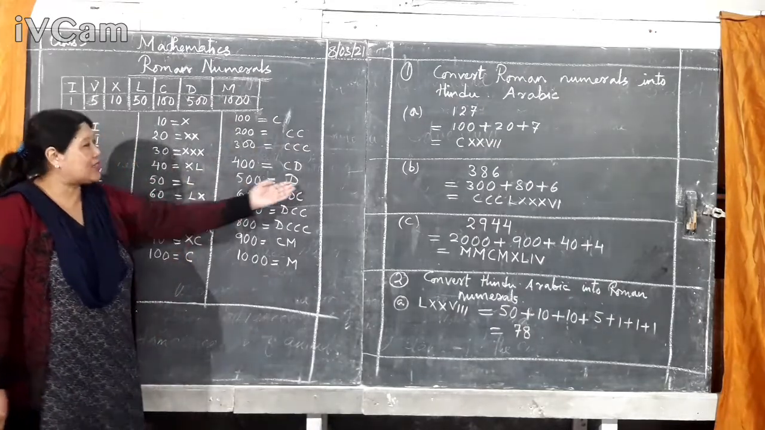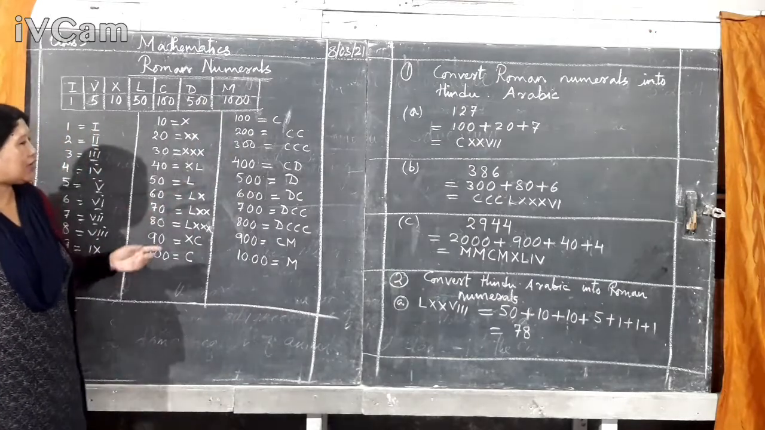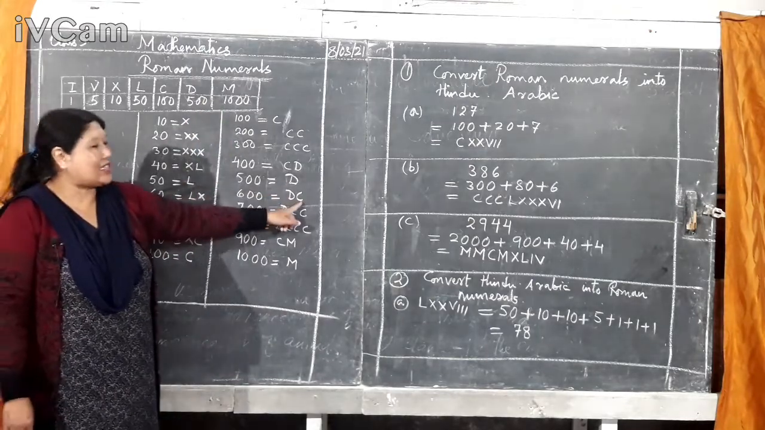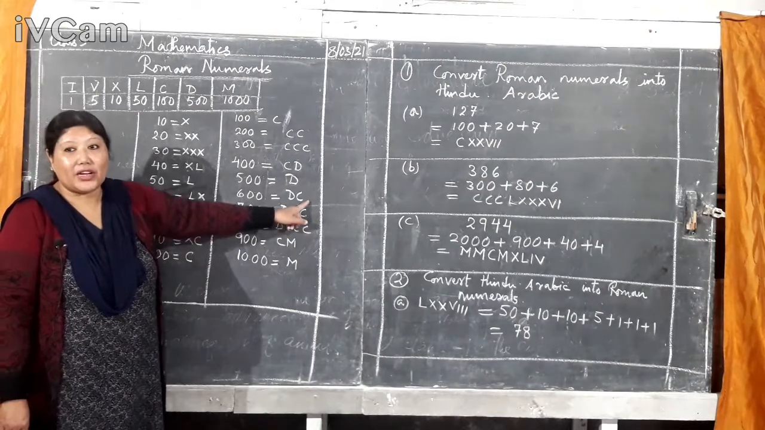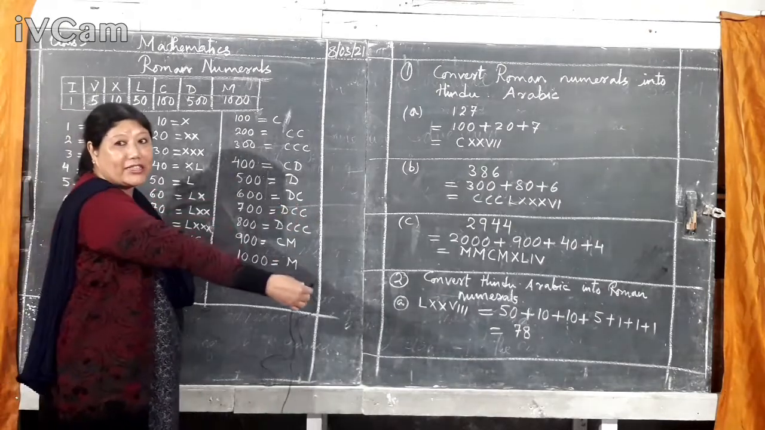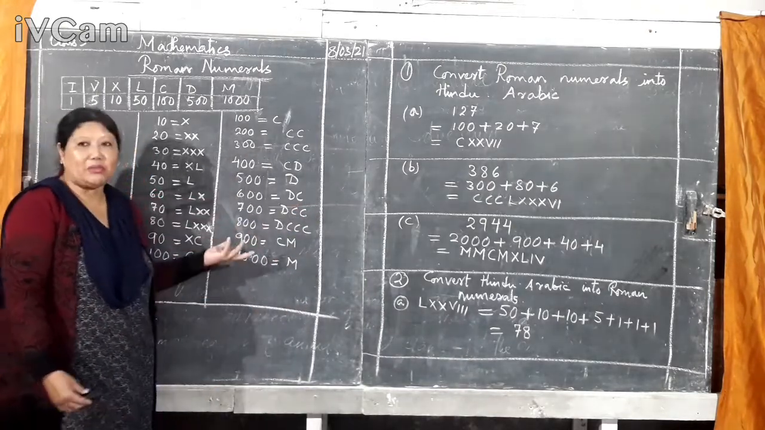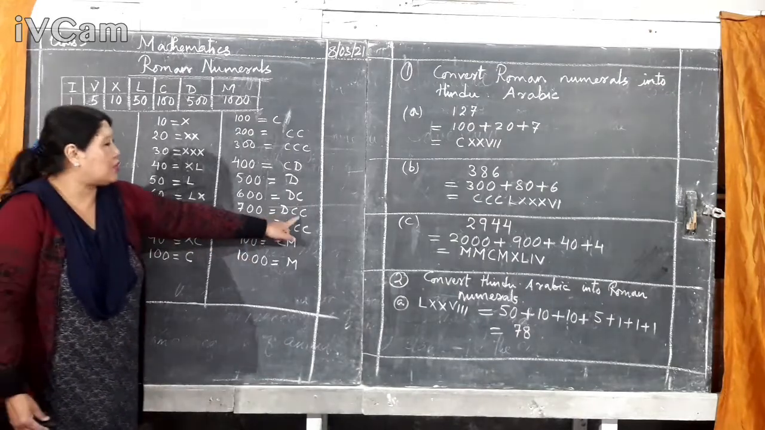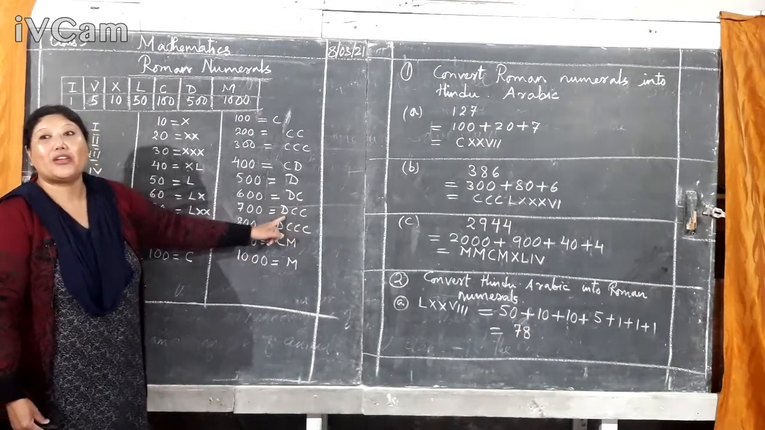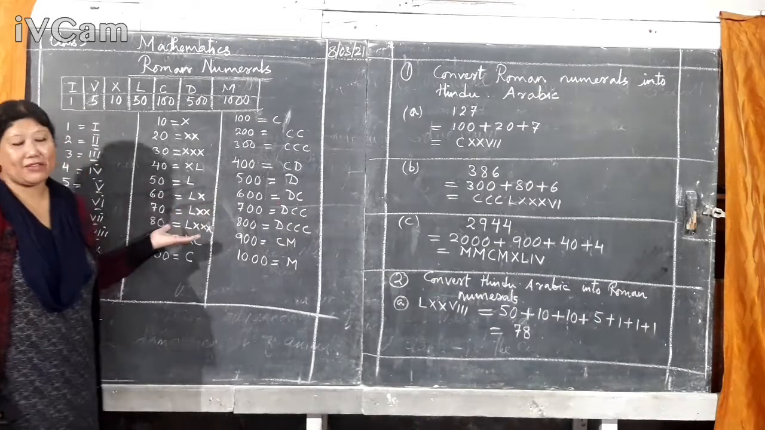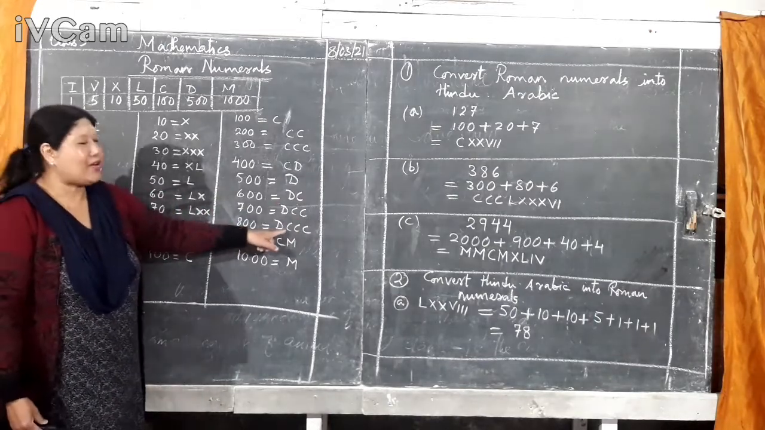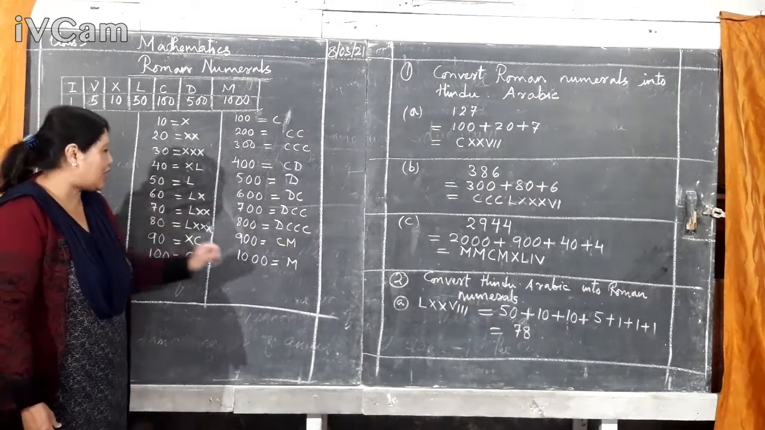Then comes D, which means 500. It's written here only. Then DC means 500 plus 100, because C is written on the right hand side. So 500 plus 100 will be 600. Then if you write 2 times C, 500 plus 200 will be 700. Then 500 plus 3 times will be 800.